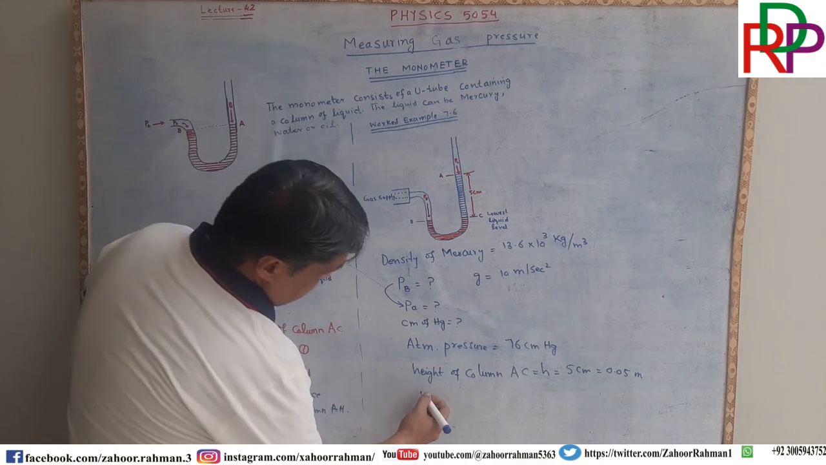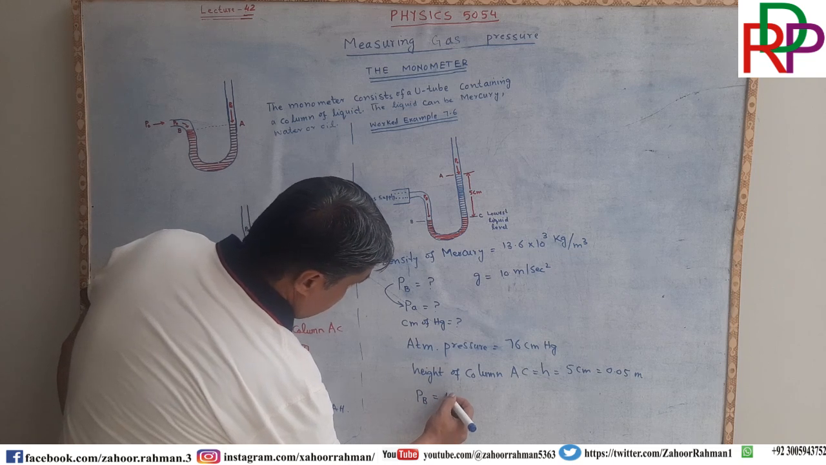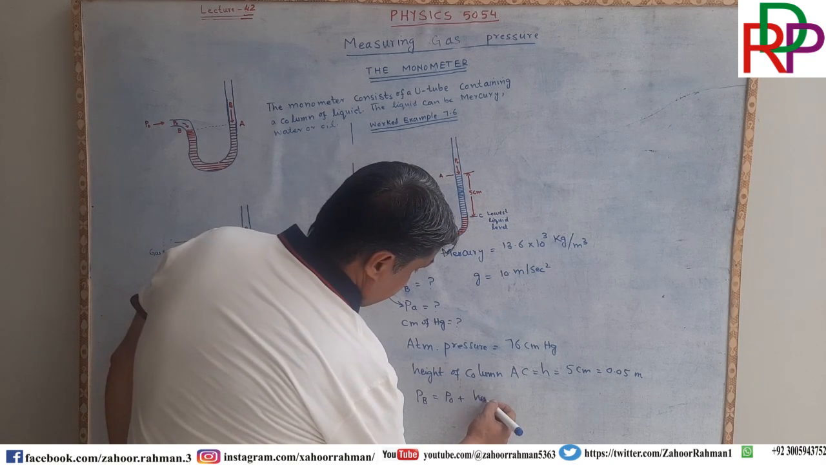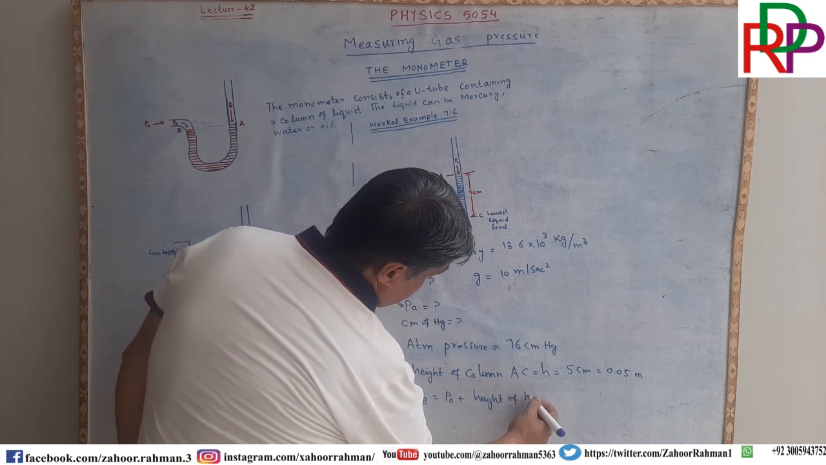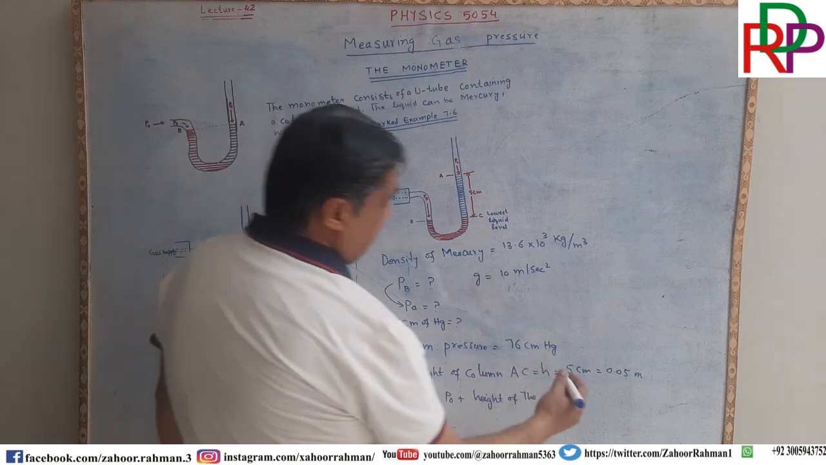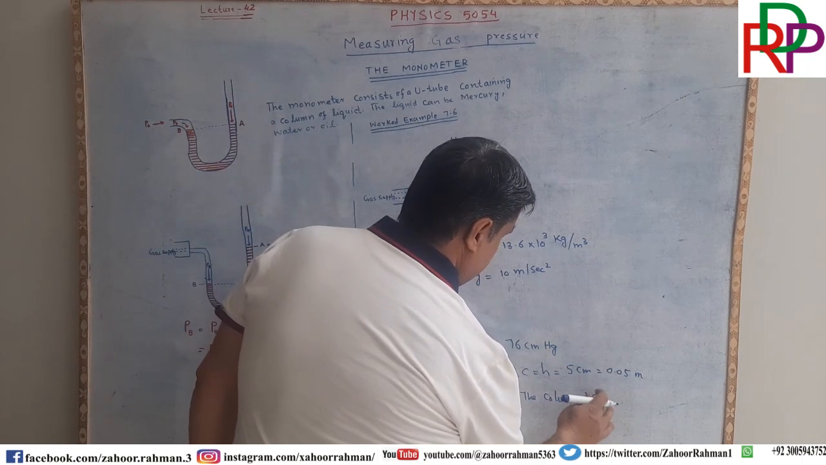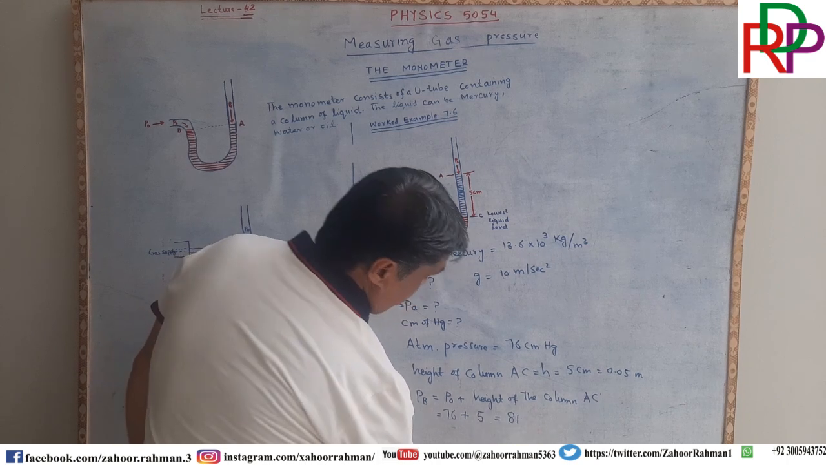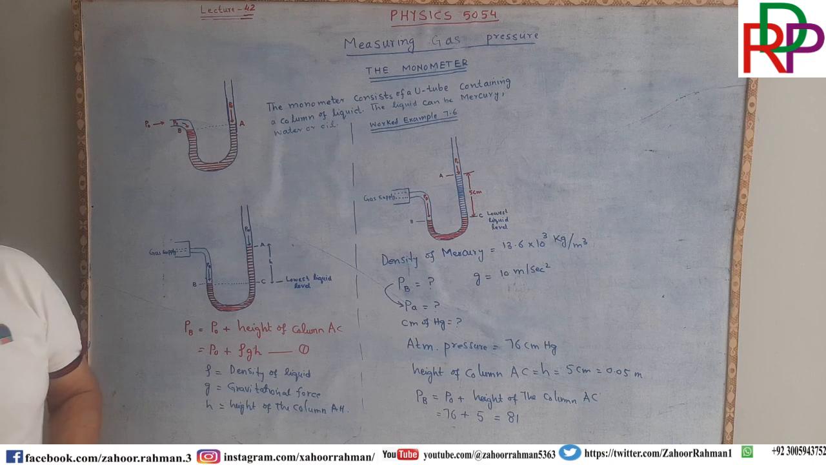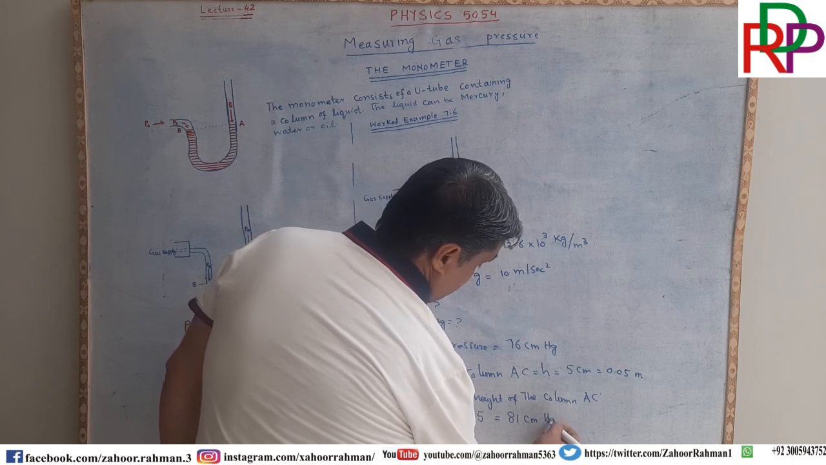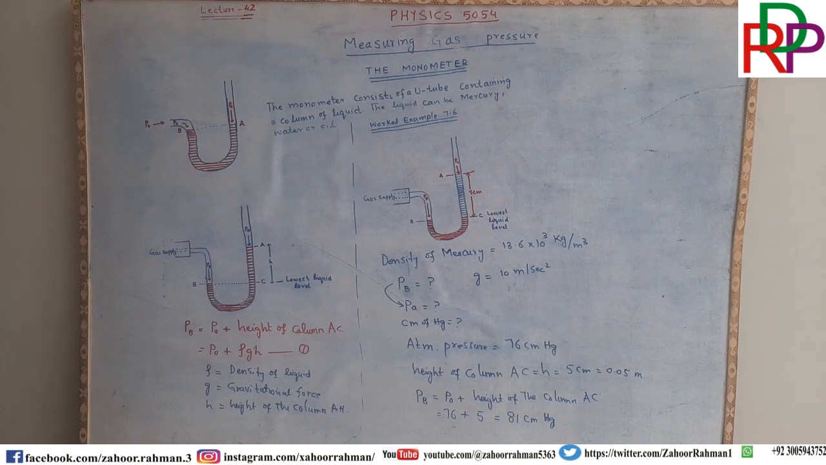Now the pressure at B will be equal to P naught plus the height of the column AC. So we are putting the value 76 plus 5, which is equal to 81 centimeter of Hg. Centimeter of Hg. Hg is a chemical symbol for mercury.